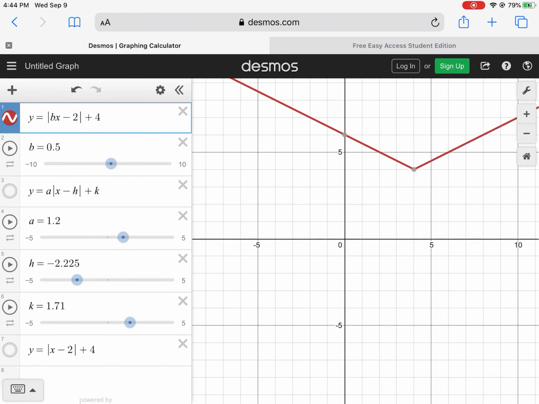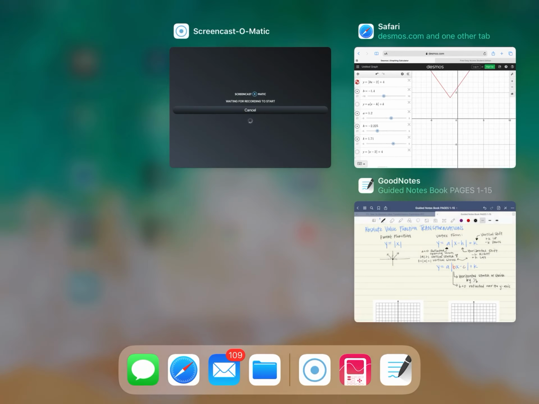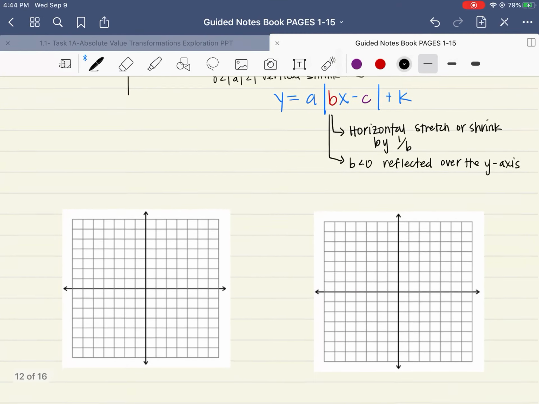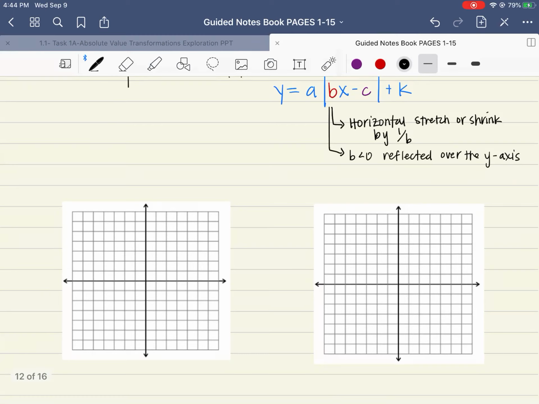So again, if we have a negative b value, notice that this is reflecting it to the other side of the y-axis. So we're going to implement one example of each of these. So let's look at this first one. Let's say we have a function, y is equal to the absolute value of, let's say, 3x plus 6.